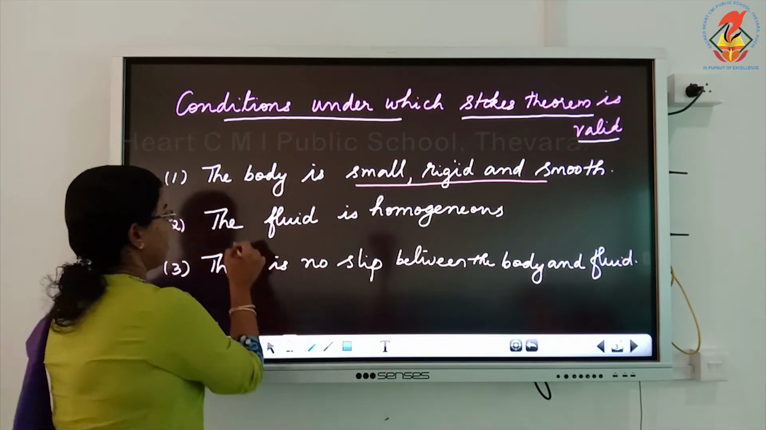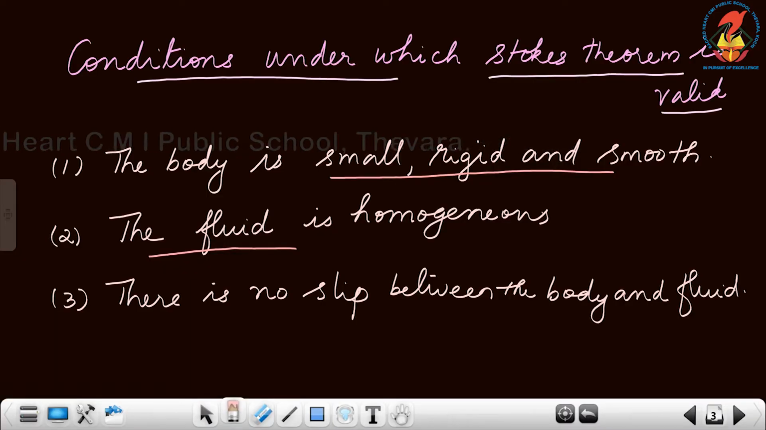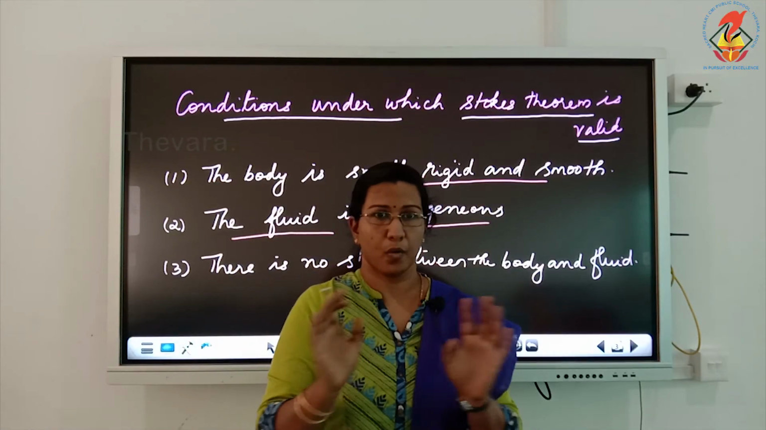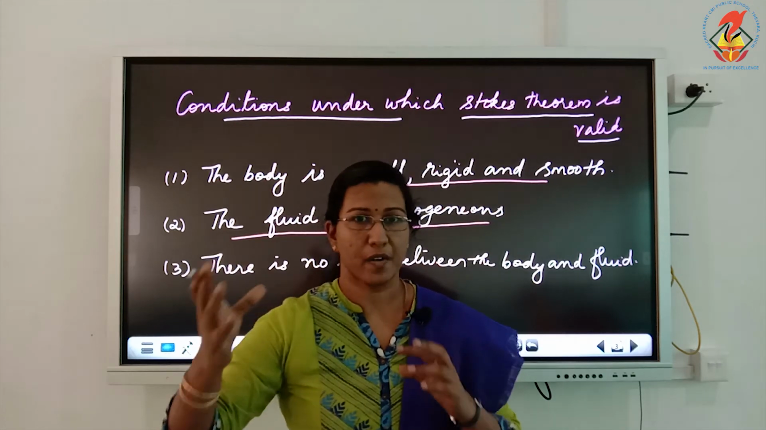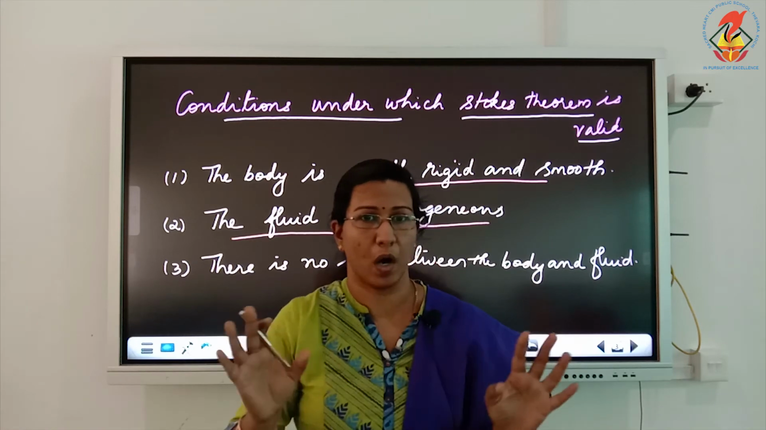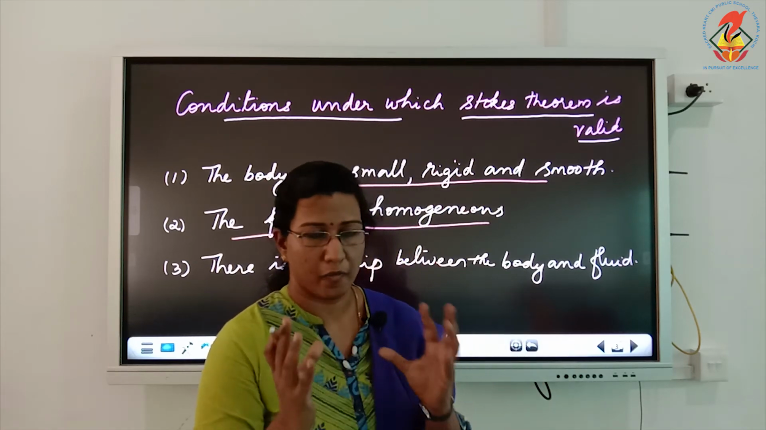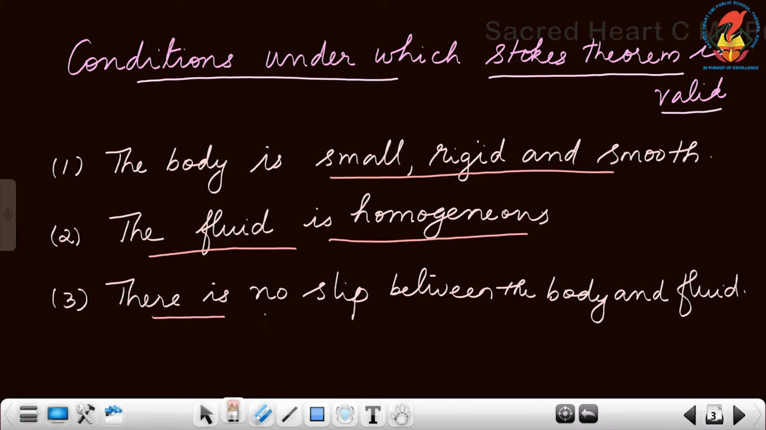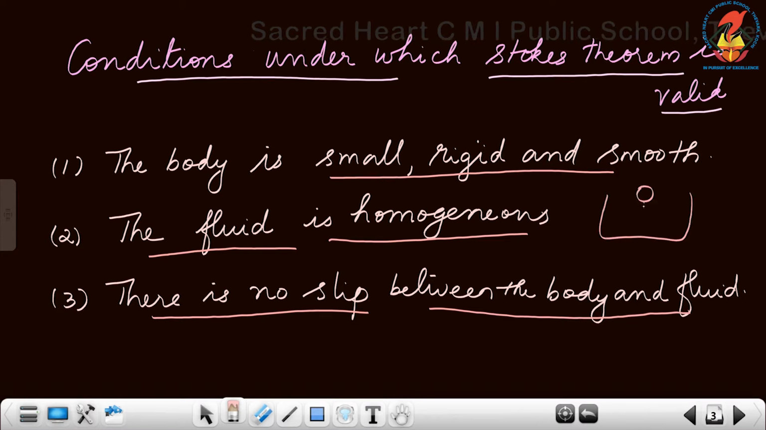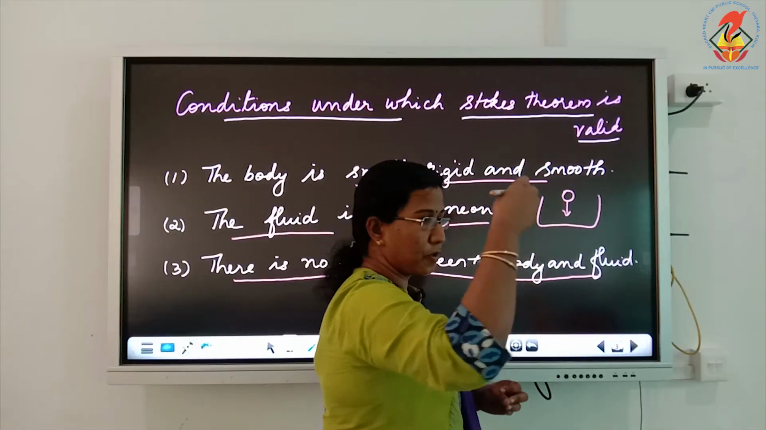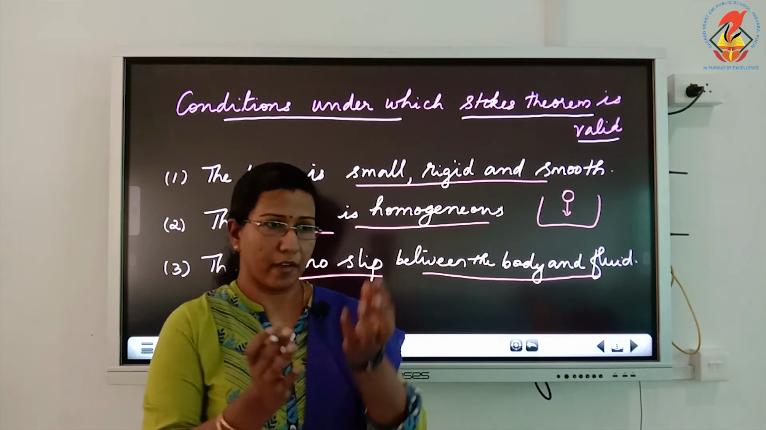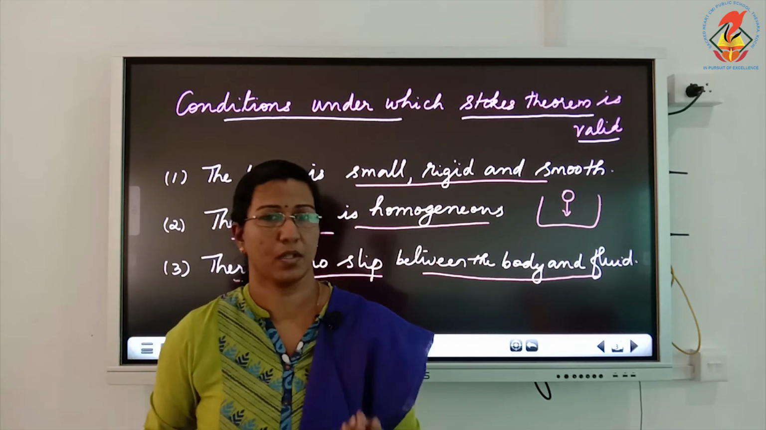The second one is that the fluid through which the body is moving should be homogeneous. Homogeneous means throughout the fluid its property should remain the same. It is not that in one region it has one property and in another region a different property. It should have the same property throughout the beaker or the container in which the fluid is taken. And the final one is that there should be no slip between the body and the fluid, which means when the spherical body is coming down, it should pass through each layer. There should be no slip or jumping or rotation or anything like that when the spherical body is coming down through the fluid.